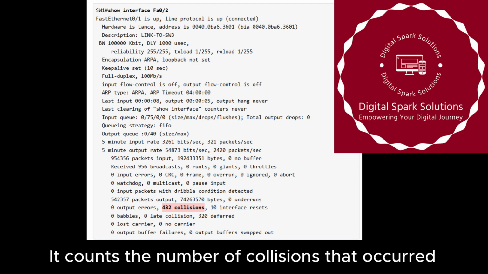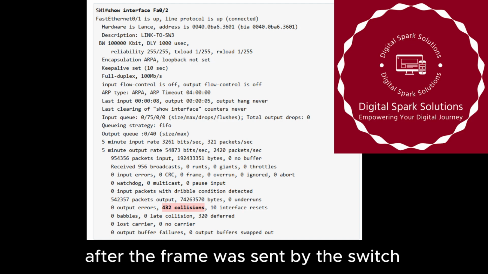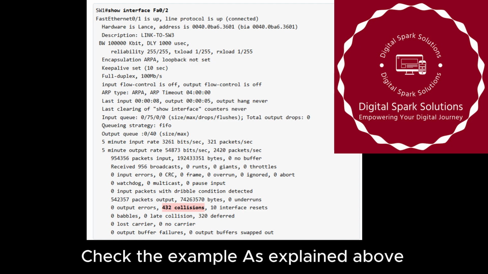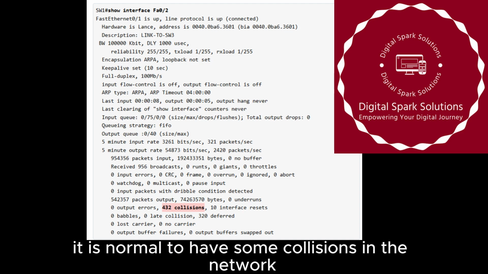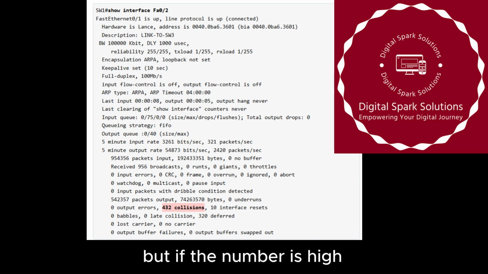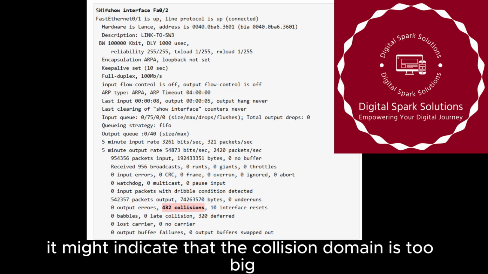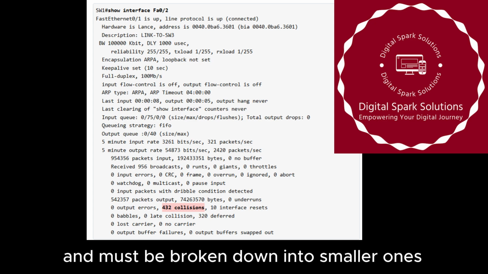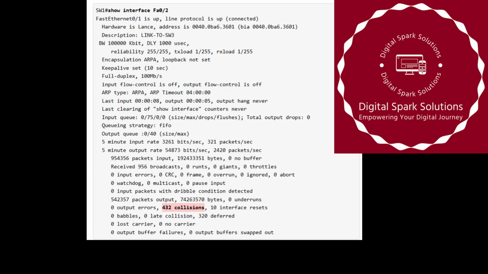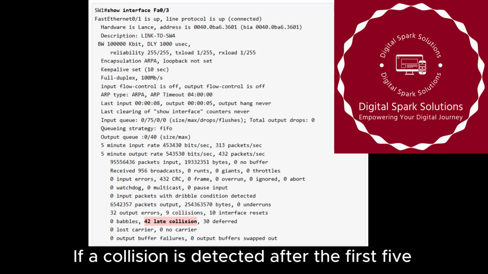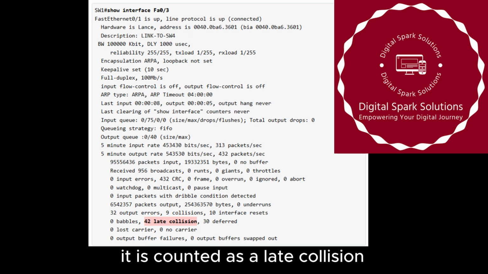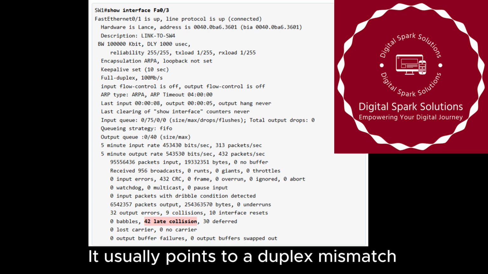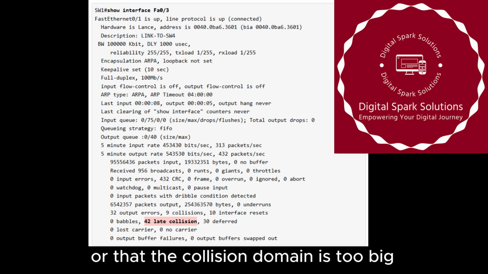Collisions. It counts the number of collisions that occurred after the frame was sent by the switch. Check the example. As explained above, it is normal to have some collisions in the network, but if the number is high, it might indicate that the collision domain is too big and must be broken down into smaller ones. Late collisions. If a collision is detected after the first 512 bits of the frame was sent, it is counted as a late collision. It usually points to a duplex mismatch, incorrect cabling, or that the collision domain is too big.